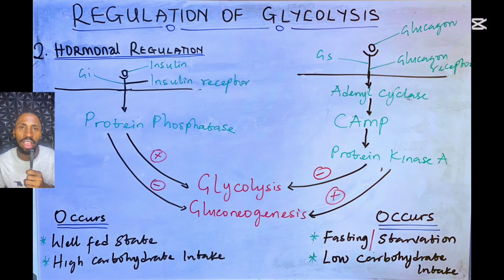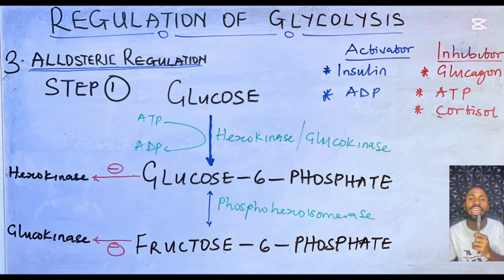Glucagon favors what? Gluconeogenesis, and glucagon is secreted when we do not have glucose in the blood. But in glycolysis we have glucose, and we want to reduce it so that the glucose will be used to form ATP for our tissues. So we need insulin, not glucagon. Increased insulin production favors glycolysis and inhibits gluconeogenesis, but high glucagon secretion favors gluconeogenesis and inhibits glycolysis. So this is the hormonal regulation of glycolysis.